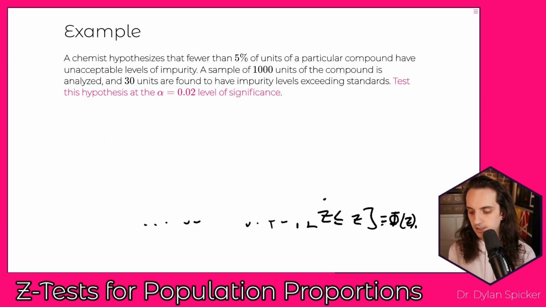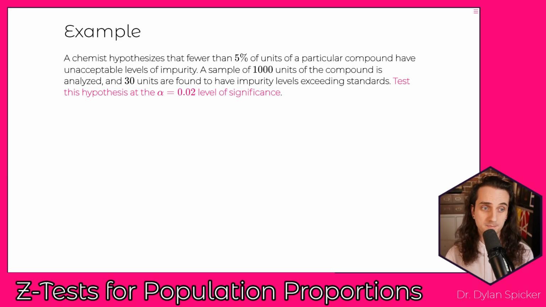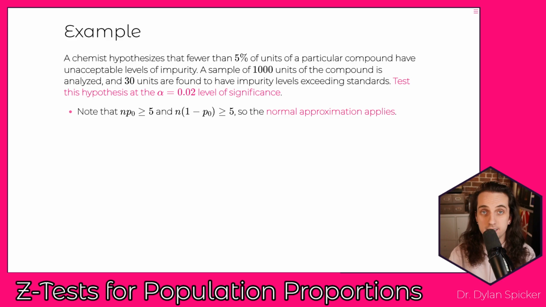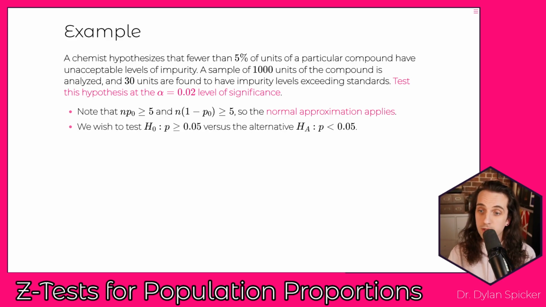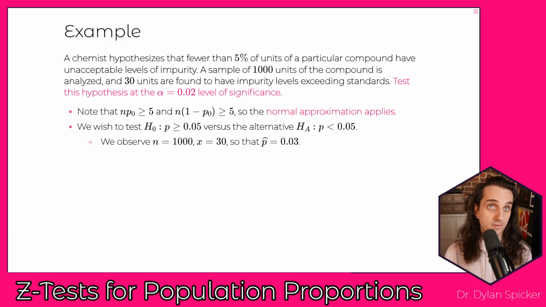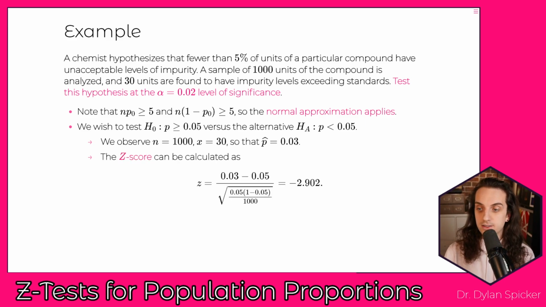Okay, so we can start filling in all of these results here. We note that the normal approximation is going to apply. So we're testing the null hypothesis that p is greater than or equal to 0.05 versus the alternative that p is less than 5%. We observe n is 1,000, x is 30, and so p hat here is going to be 0.03. The z-score is calculated as 0.03 minus 0.05 divided by the standard deviation under the null hypothesis, which is 0.05 times 1 minus 0.05 over our sample size, square rooted. We find that the z-score is negative 2.9.